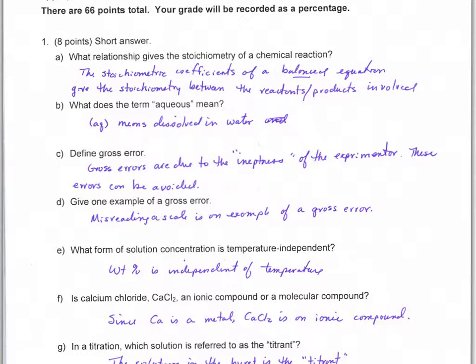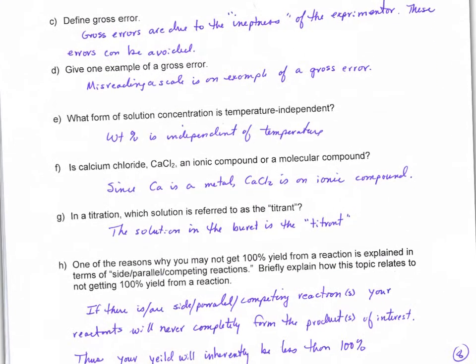Okay, so question E, which form, we talked about different ways of saying how concentrated a solution is, and one that is independent of temperature needs to be one that's independent of volume, basically. And of course, molality is, and we haven't talked about molality yet, but molarity is very dependent upon volume. It's moles per liter, but mass percent is not. So a good answer there would be weight percent is independent of temperature, something that doesn't have volume in it.